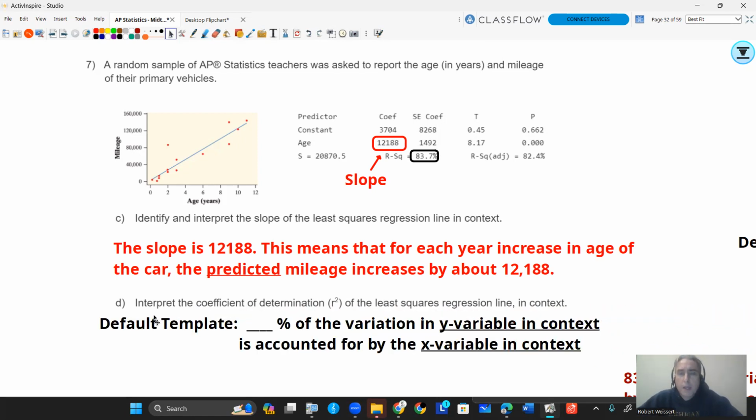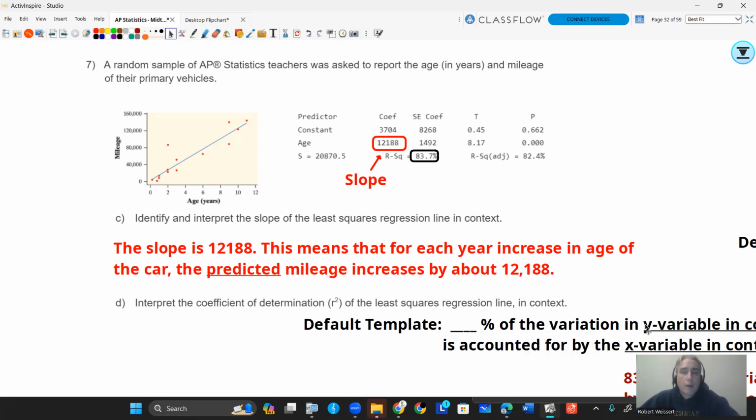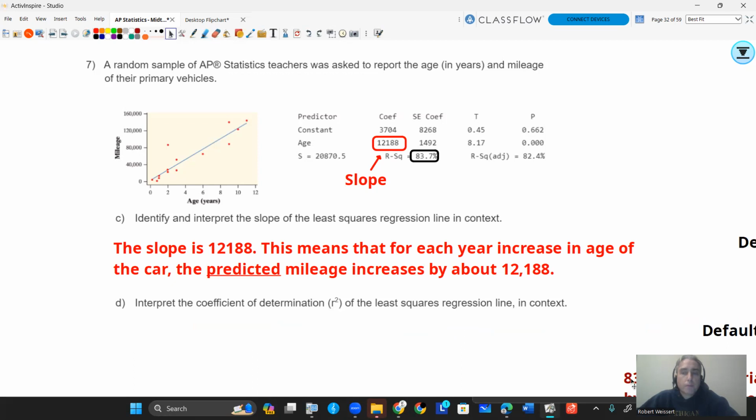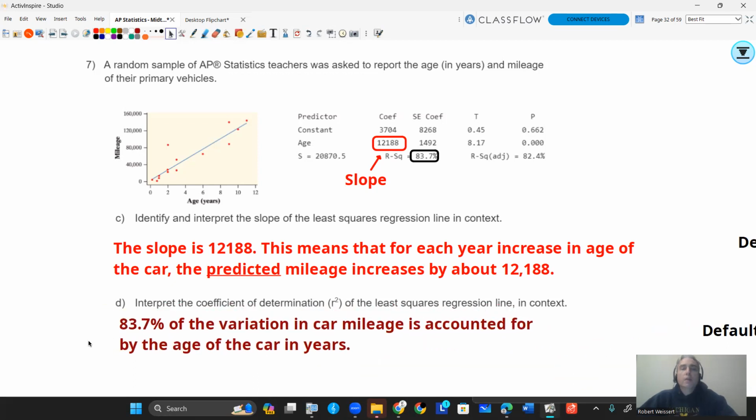I say the following. I say blank percent of the variation in whatever the y value is accounted for by whatever the x value is, and always in the context of the problem. I don't do a whole lot extra with it, and there are more complicated variations of that same thing, so I kind of stick with just x and y. The variation is always in the y, not the x. How do you write that in this case? I say 83.7% of the variation in car mileage is accounted for by the age of the car in years. Makes sense? All right, let's go to the next question.